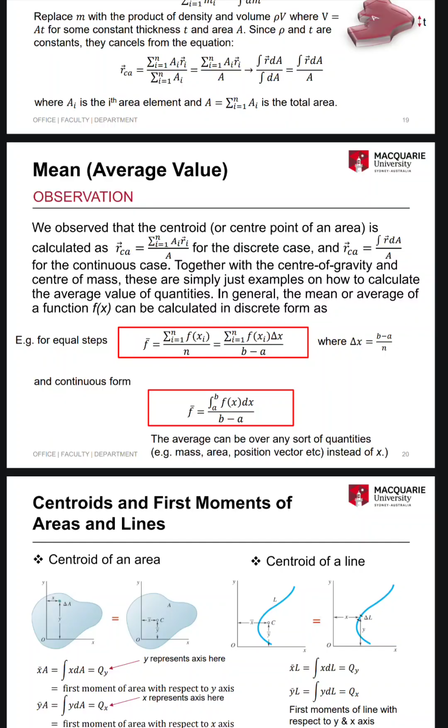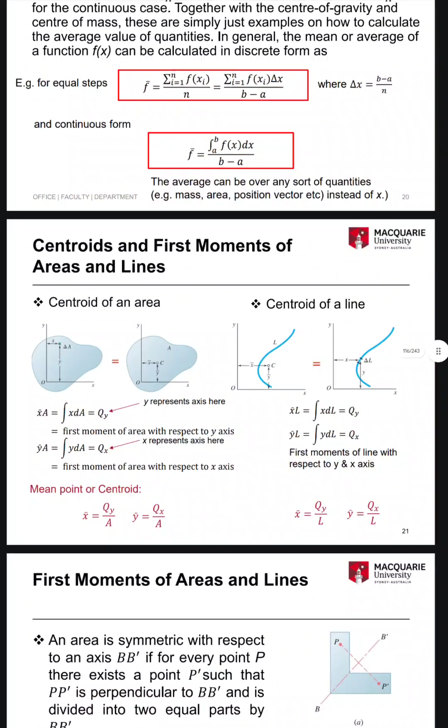The mean or average of a function f(x) can be calculated in discrete form, for example for equal steps, as f bar equals the sum from i equals 1 to n of f(xi) by n, equals the sum of f(xi) del x by b minus a, where del x equals b minus a by n. In continuous form, f bar equals the integral from a to b of f(x) dx by b minus a. The average can be over any sort of quantities, for example mass, area, position vector, etc., instead of x: centroids and first moments of areas and lines.